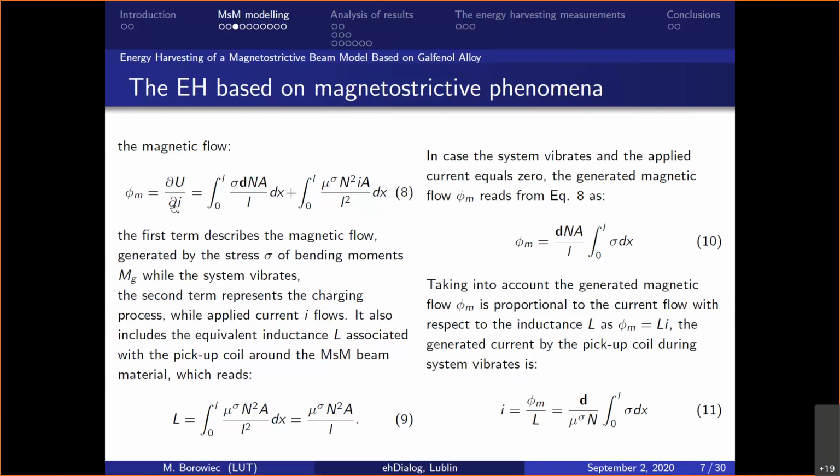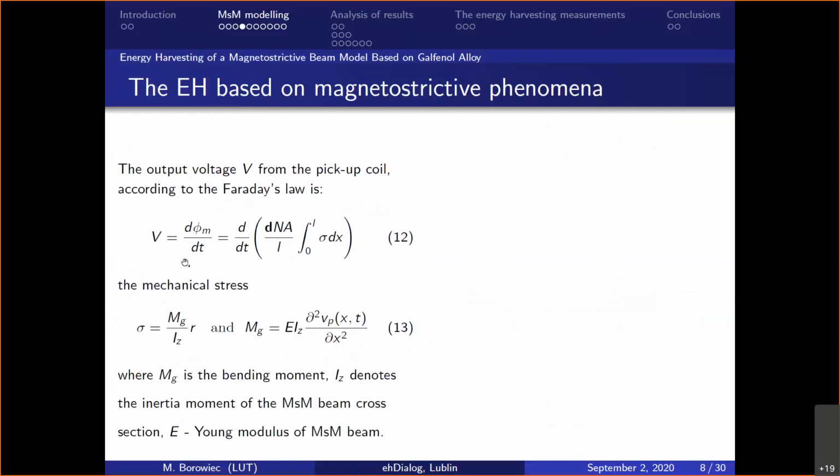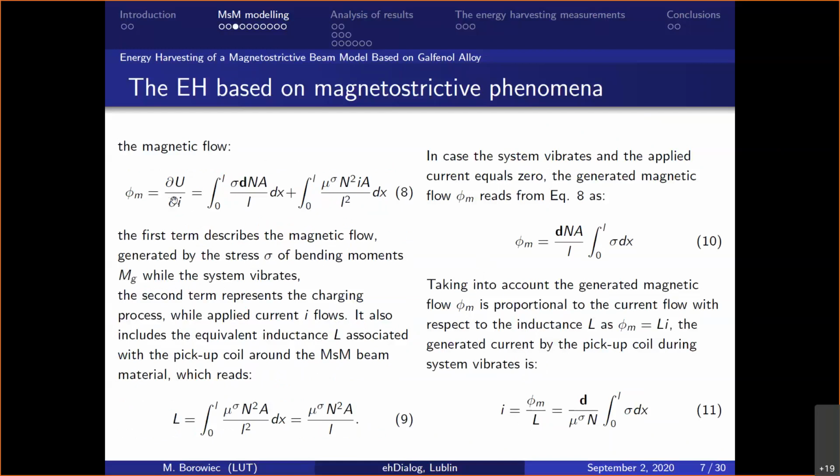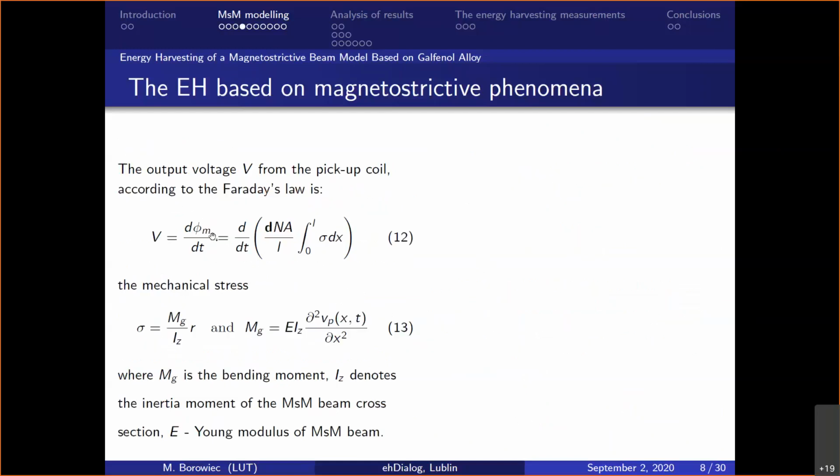So finally, connecting these three equations, we can get the formula for the voltage when we introduce both these equations into this magnetic flux and make the derivation over time. According to Faraday's law, we can get the formula for the voltage, which is generated on the magnetostrictive material, of course, on the coil.